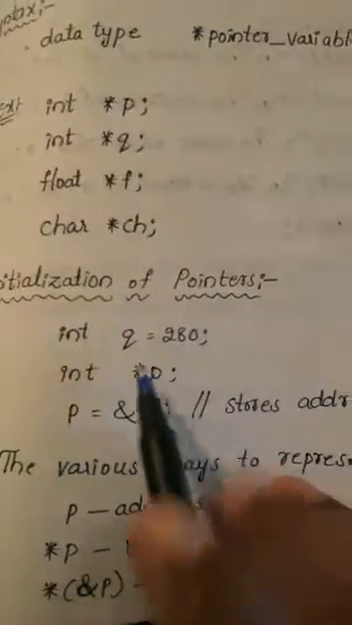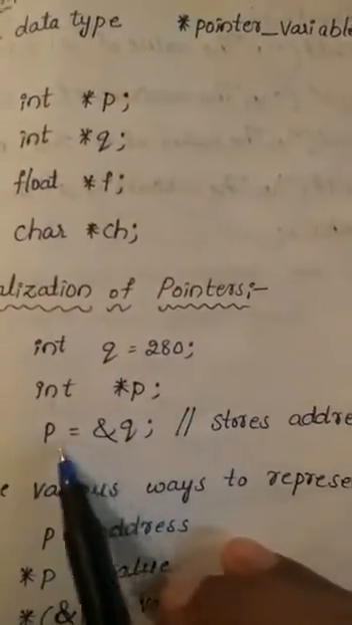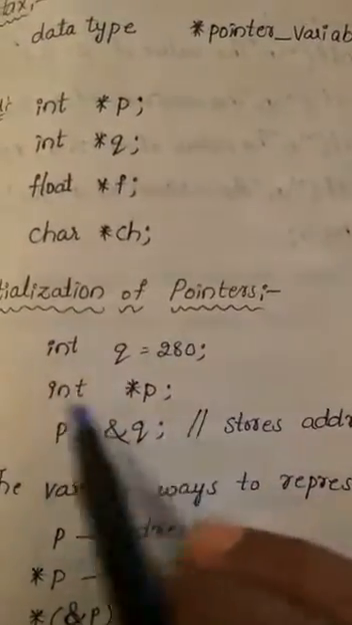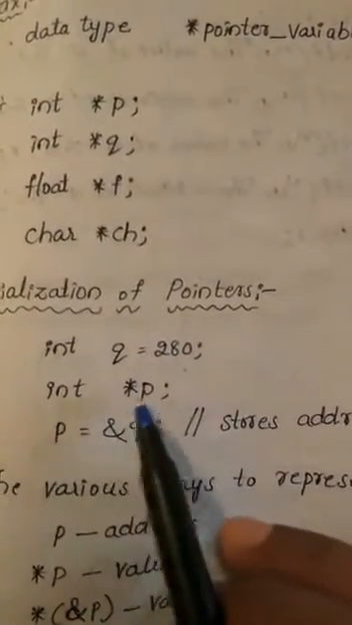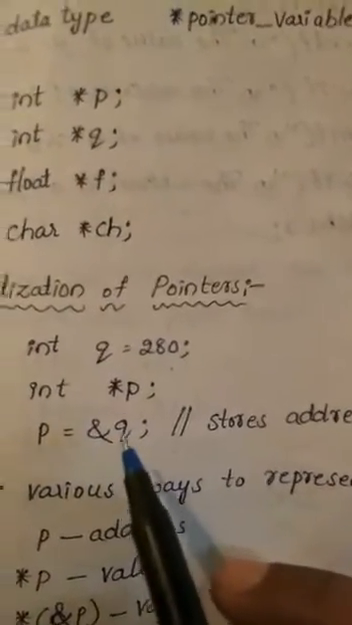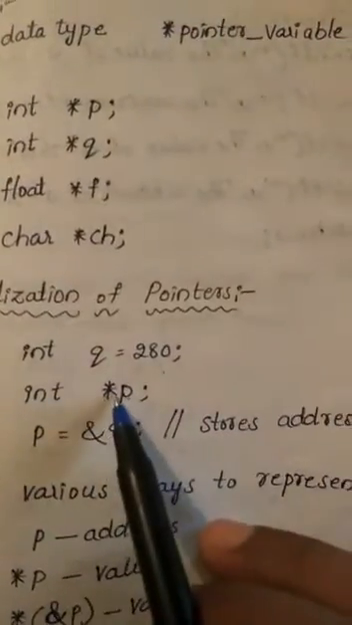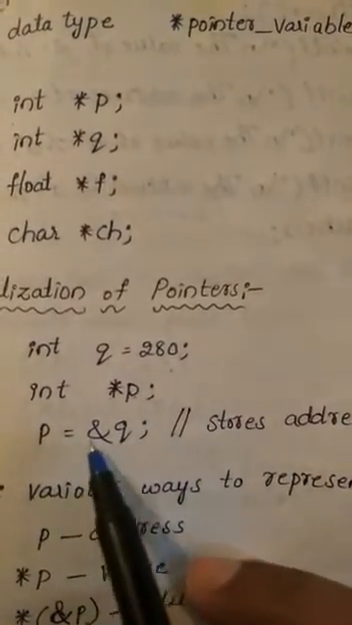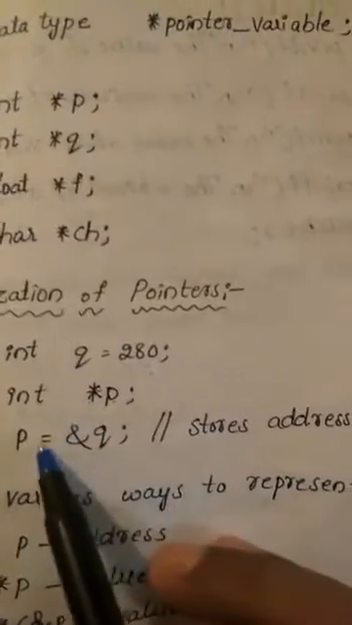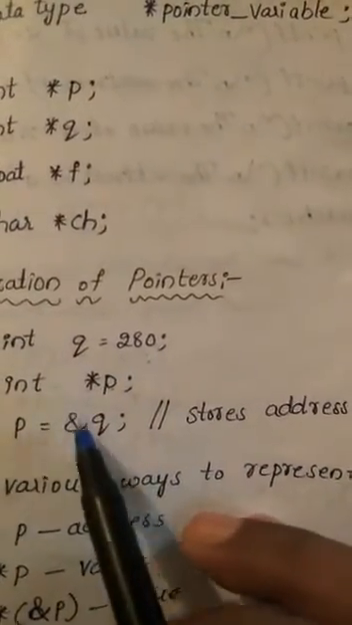See these examples: int star p, int star q, float star f, char star c. Initialization of pointers means allocating, assigning the values. See, this is initialization. int q equal to 280, int star p, p is a pointer variable, so p equal to address of q. So p holds the address of q. q is a variable, and this variable's address is stored in the pointer p.